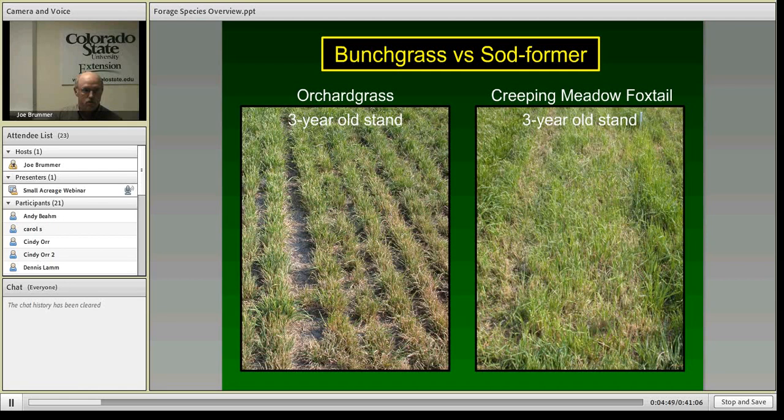Again, it's not going to spread vegetatively, does not have those underground rhizomes. The bunches will get bigger over time as the plants mature, but that is the only way in which they get at least a minor amount of spread. Compared to the creeping meadow foxtail on the right side there, after 3 years, it's basically formed a nice sod, basically kind of like a bluegrass lawn. Bluegrass would be another example of a sod-forming type species that most people are familiar with.